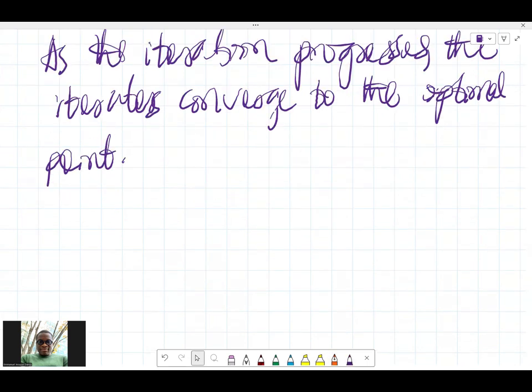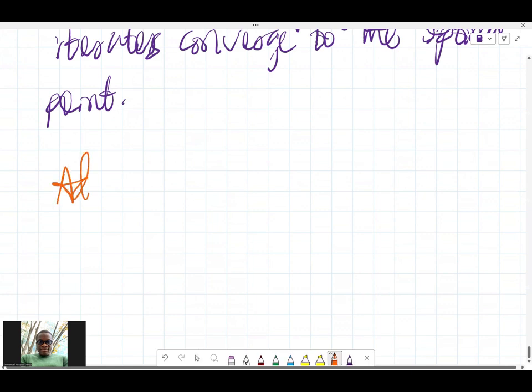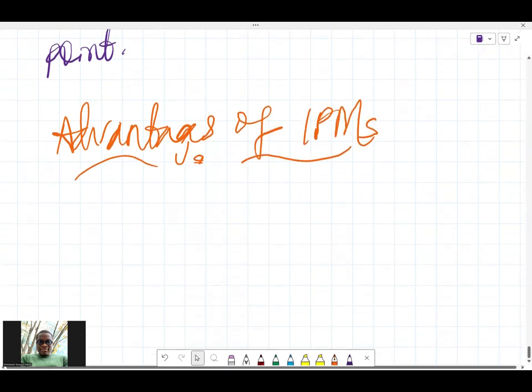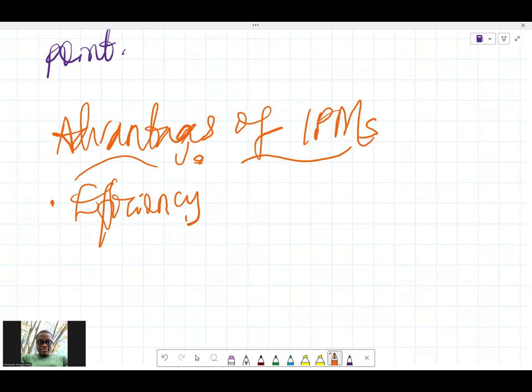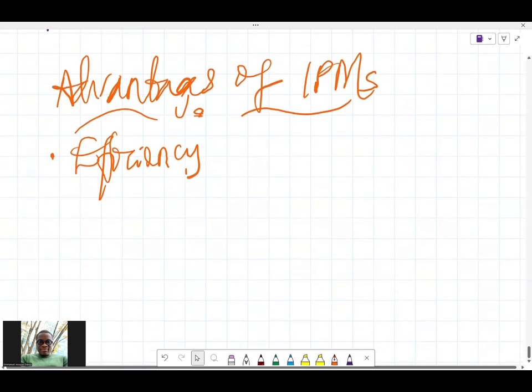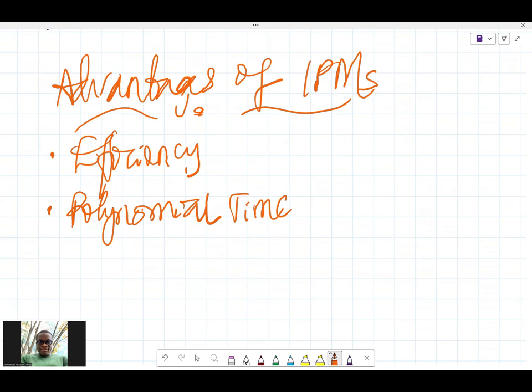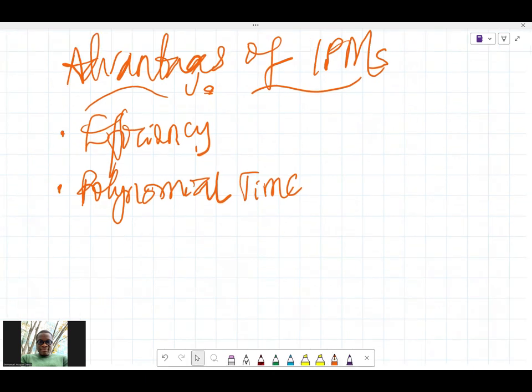Okay, before we check the code out, let's see some advantages of interior point methods. So number one, we talk about efficiency. Interior point methods are more efficient than simplex for large-scale linear programming problems. Then we talk about polynomial time. That talks about time complexity in algorithms. They have polynomial time complexity, which makes them suitable for solving large problems that simplex may struggle with.